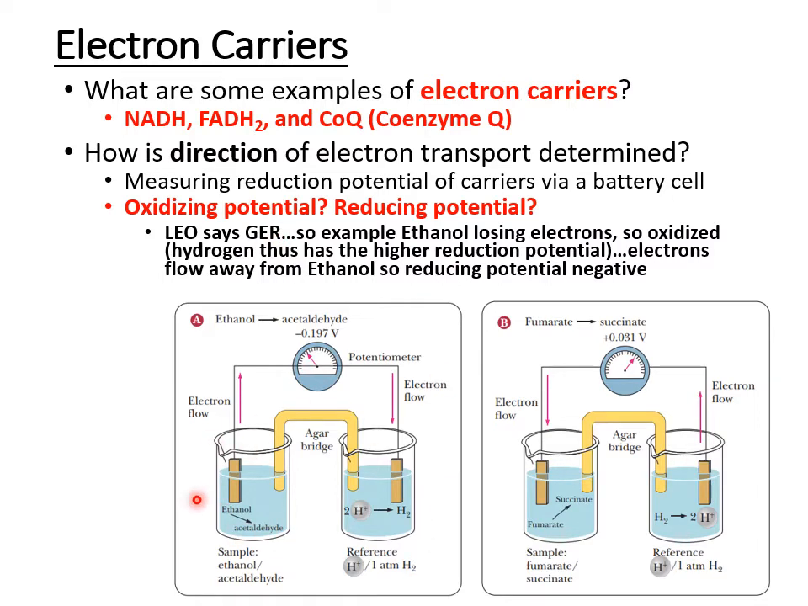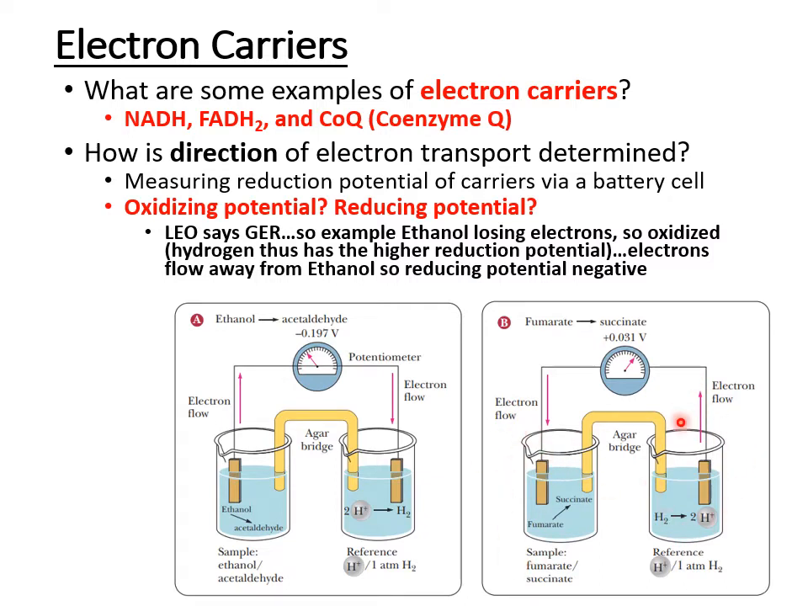And what you'll notice is because your sample is losing electrons and the electrons are flowing across the battery cell to the reference, you notice that the indicator here is showing negative 0.197 voltage. That's a negative because your sample is losing electrons, right? So it has a negative reducing potential. It has a low reducing potential because it's not the one getting reduced. It's getting oxidized, okay? So here on this side, now your sample is fumarate.